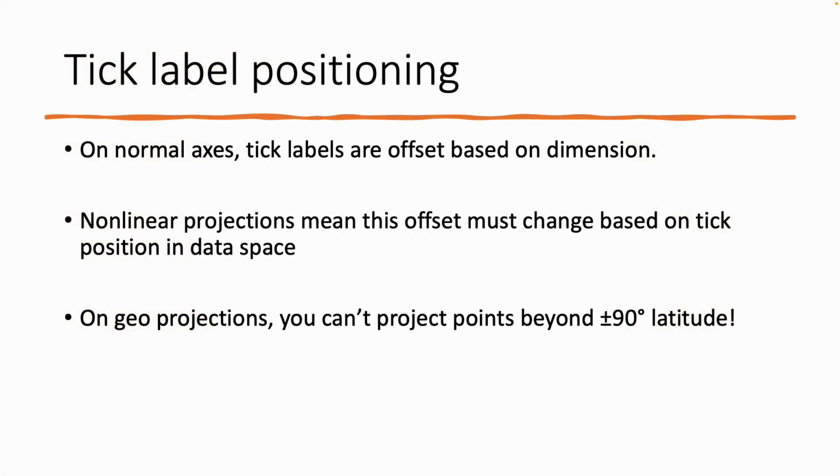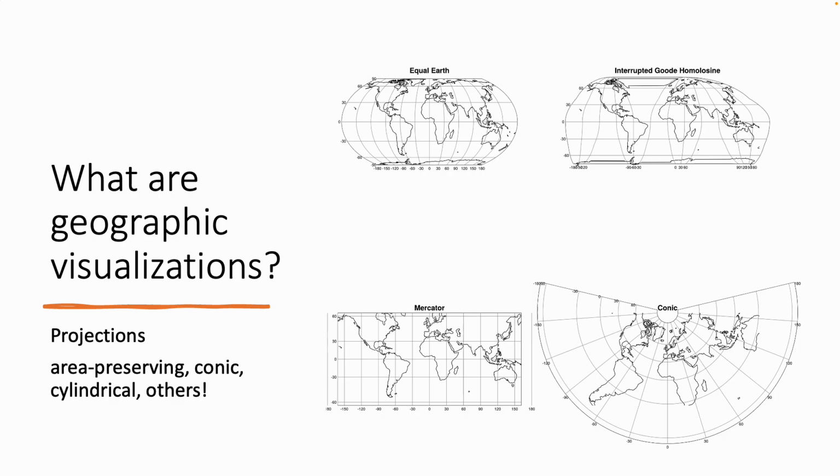The first challenge I faced was how you position the tick labels. On a normal axis, the X tick labels are offset to the bottom and the Y tick labels are offset to the left. Maybe you flip those, whatever. It was pretty simple. With a nonlinear projection, that offset has to change based on the position of the tick in the projection's input space, right? So for example, if I go back here, you can see with this conic projection that some of the ticks are kind of clipping into the axis a little bit, and some of the ticks are really far away from the axis, which is also not that great.